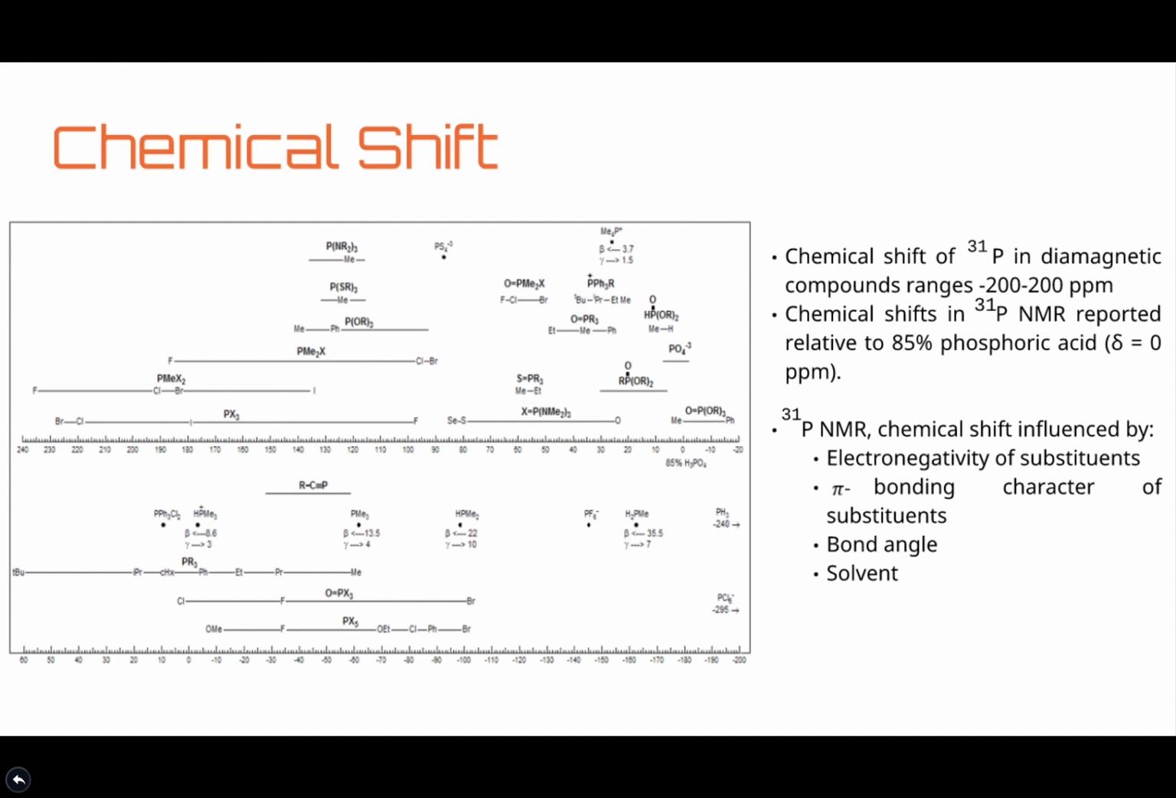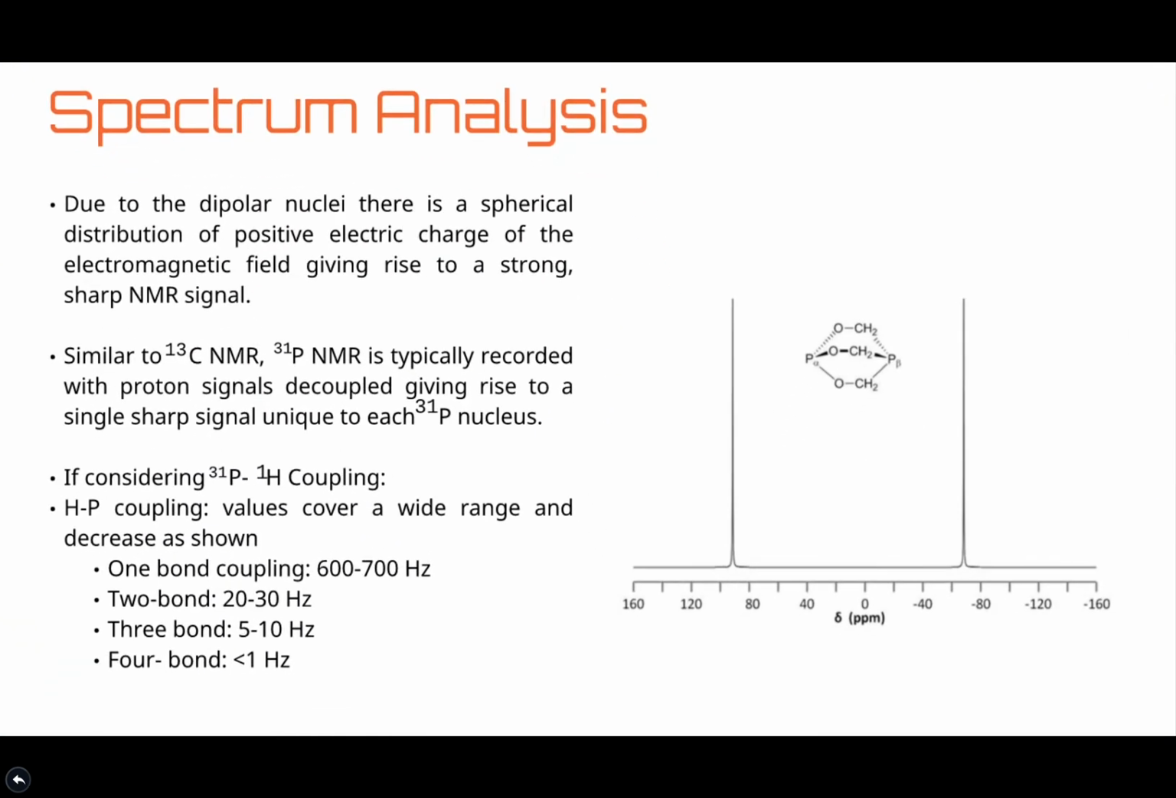While proton NMR is referenced to tetramethylsilane, 85% phosphoric acid is typically used as an external standard in phosphorus-31 NMR. Phosphorus-31 NMR chemical shift is influenced by the electronegativity of the substituents, the pi bonding character of the substituents, bond angles, and solvent. Due to the dipolar nuclei, there is a spherical distribution of positive electric charge of the electromagnetic field, giving rise to a strong, sharp NMR as shown in the diagram.